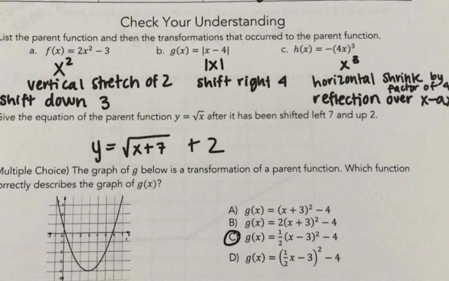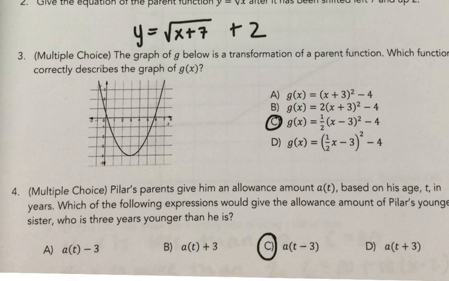For 2, give the equation of the parent function y equals radical x after it has been shifted left 7 and up 2. So left 7, that affects the x's. X's go on the inside. It does the opposite of what it looks like it should do. So left 7 is adding 7 on the inside, and then up 2 is plus 2 on the outside. Any questions on 2? I think both those are pretty easy. 3, I think, might have been the most difficult one of them, maybe.